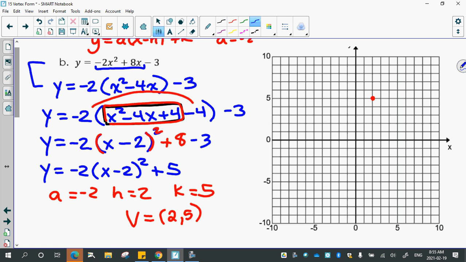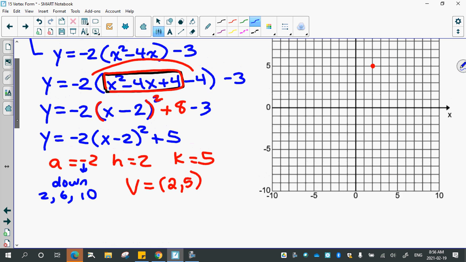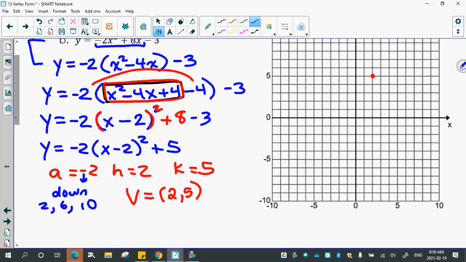And then our step number is negative 2. The negative means down. And then for the 2, it's 1 times 2, which is 2. 3 times 2, which is 6. 5 times 2, which is 10. So from the vertex, I'm going to go down 2, down 6, and down 10. Okay, so from the vertex, over 1 down 2, over 1 down 6, and over 1 down 10 doesn't fit on.